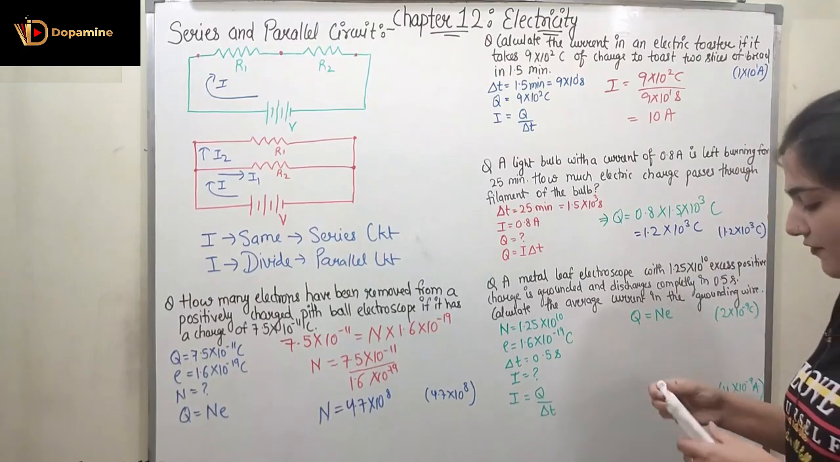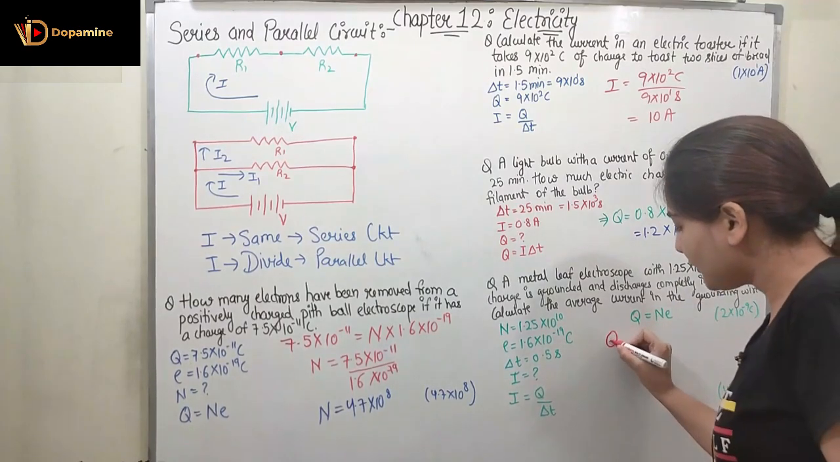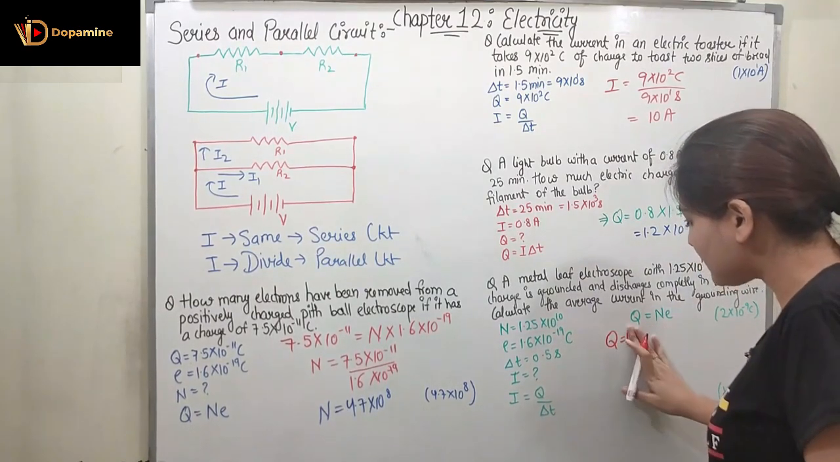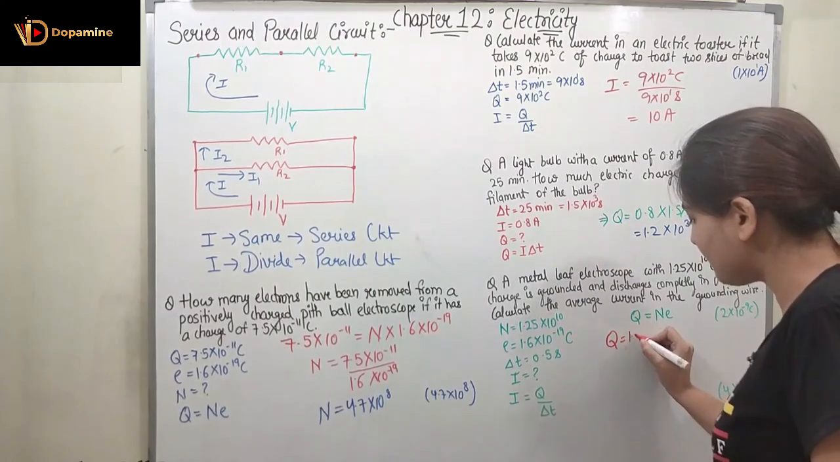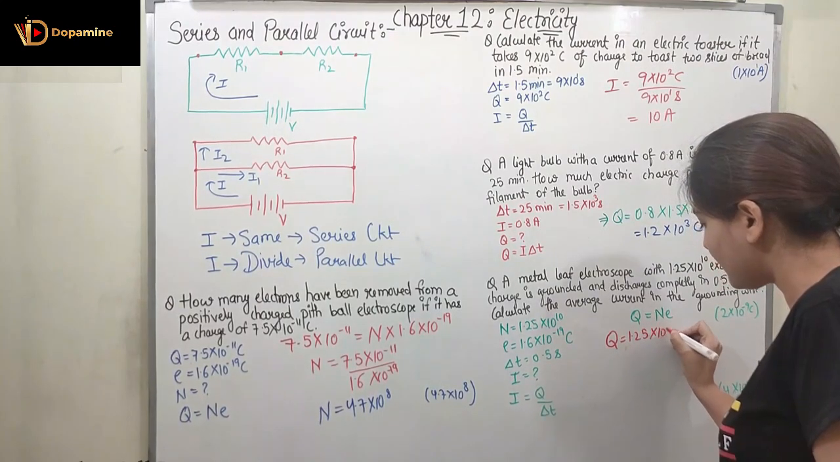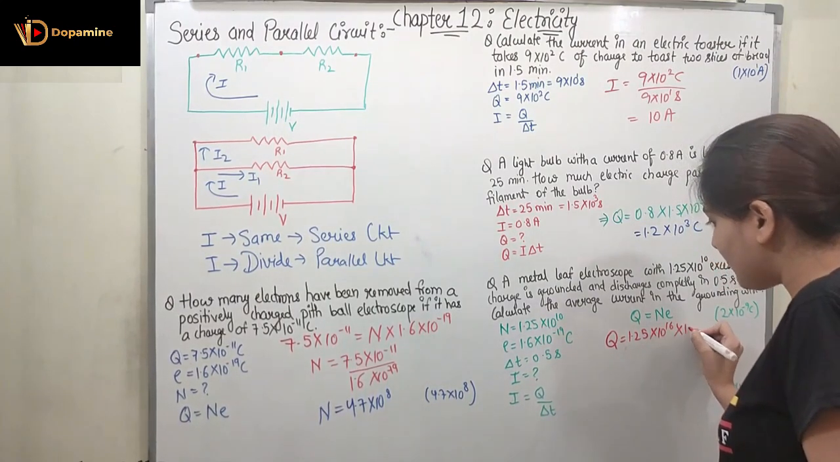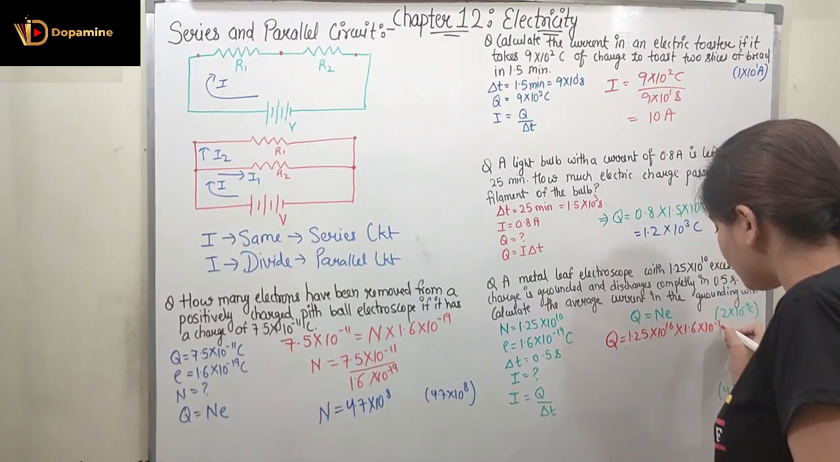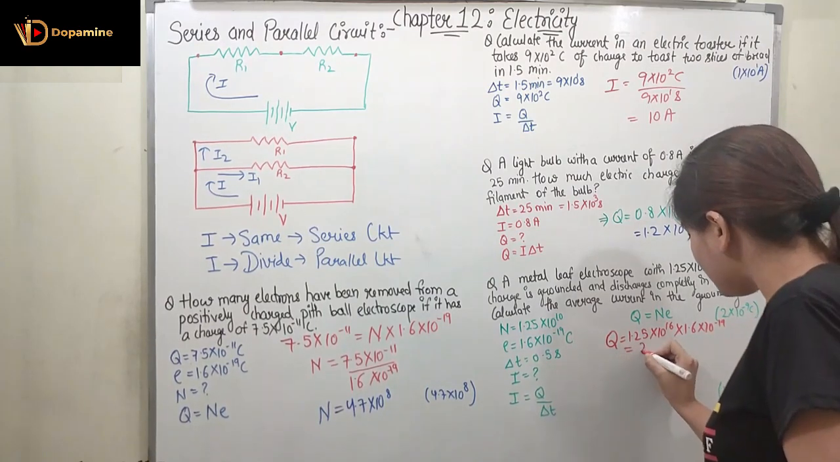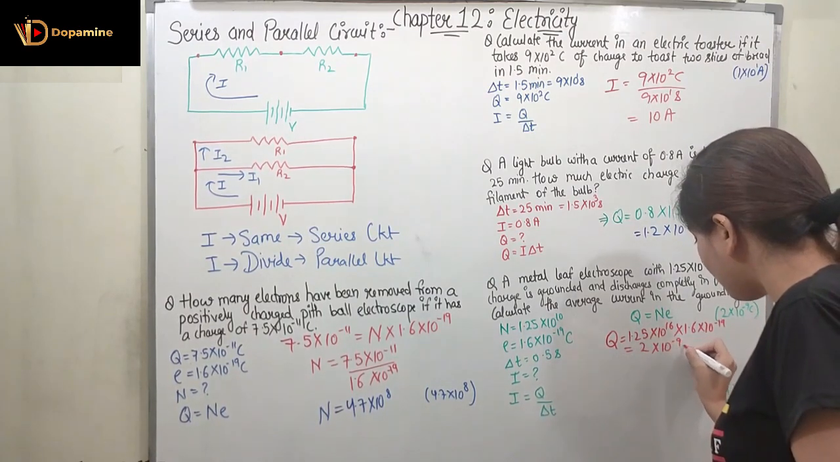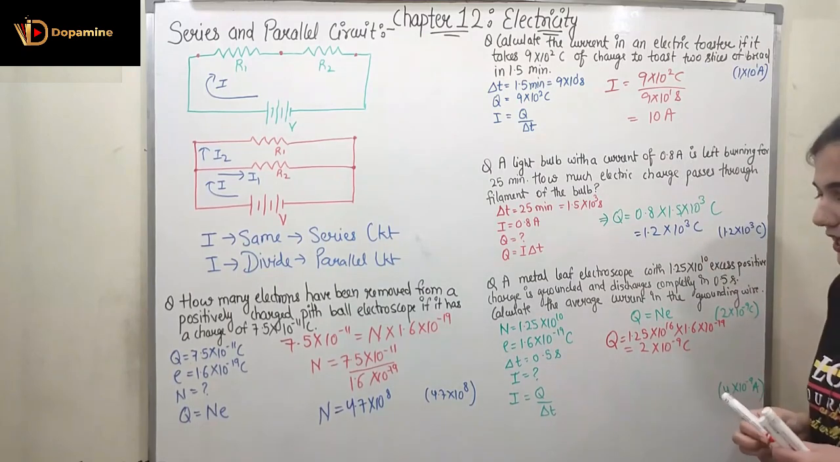Now we will find the total charge. The total charge is equal to n times e. N is given as 1.25 × 10^10, which is multiplied with 1.6 × 10^-19. When you multiply these two, you get 2 × 10^-9 coulomb. This is the total charge.